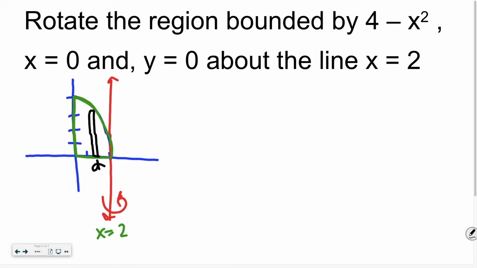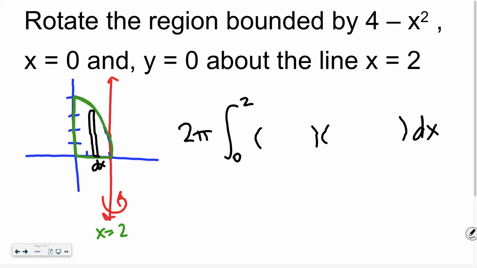So then if I create a rectangle with thickness dx, okay, we're going to create shells, right? These are parallel to the axis of rotation. We're creating shells. Imagine that rectangle popping up out of the page and rotating around that red line. Okay, we have these shells. So 2 pi integral, our region goes from 0 to 2. We need radius, we need height, and we need dx.